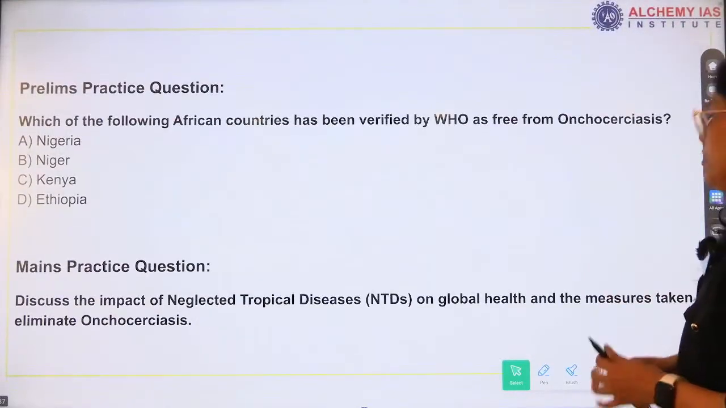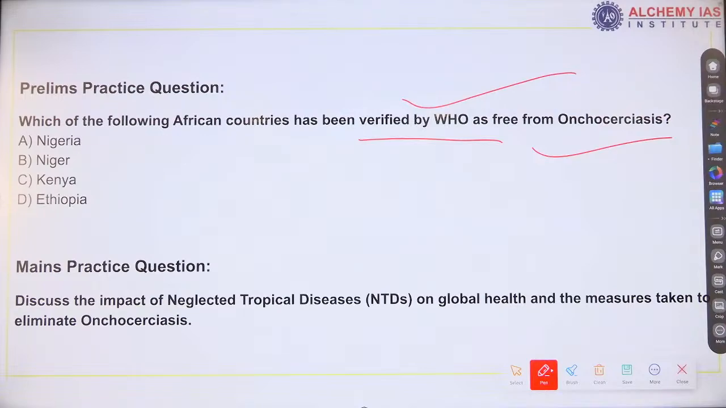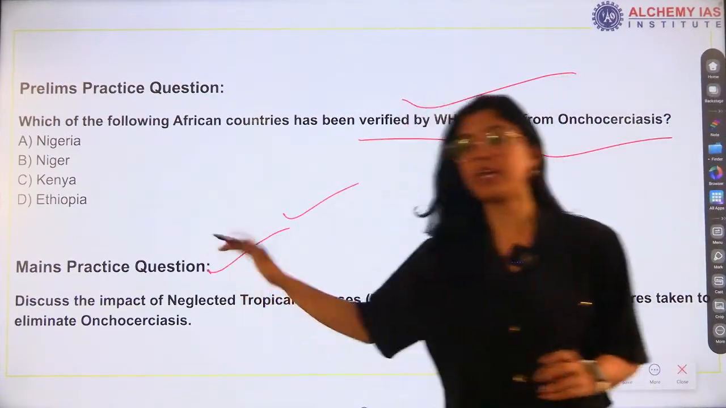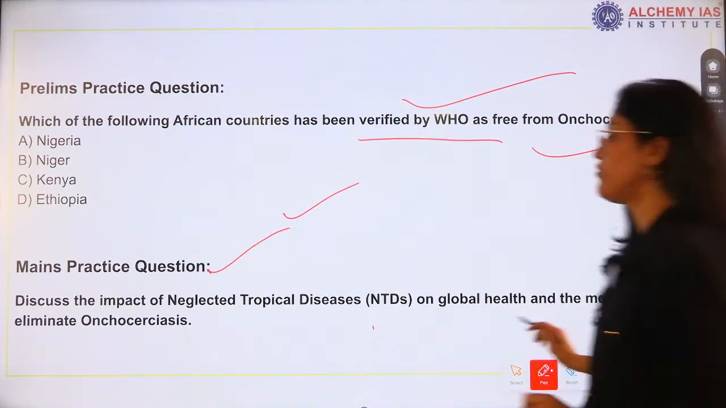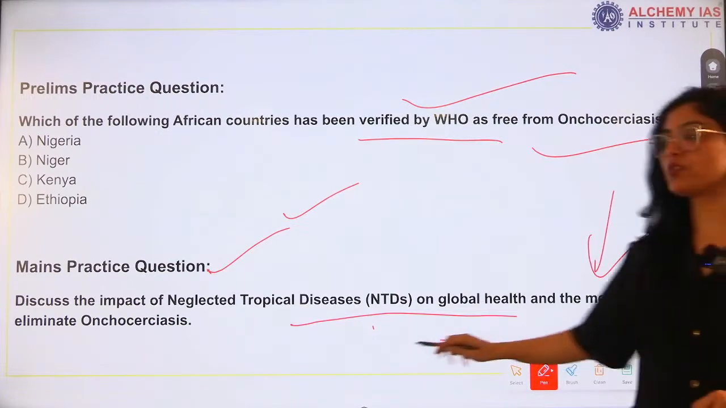Question time. Which of the following African countries has been verified by WHO as free from onchocerciasis? So answer this question and you can write the mains question also. What is the mains question? Discuss the impact of neglected tropical diseases on global health and the measures taken to eliminate them.